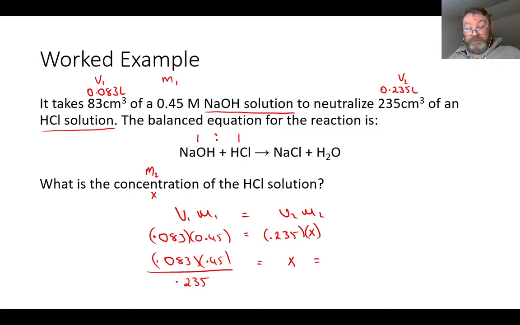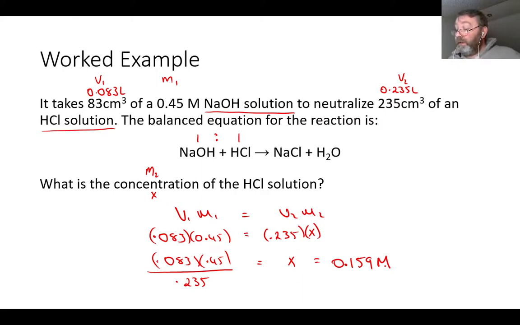Turn on your fraction. 0.083 multiplied by 0.45 to be divided by 0.235, and that comes out as an answer of, let me try that again, 0.083 multiplied by 0.45 over 0.235, that's better, equals, and the answer there comes out as 0.1589. So 0.159. And because it's concentration, just put a big M after it.